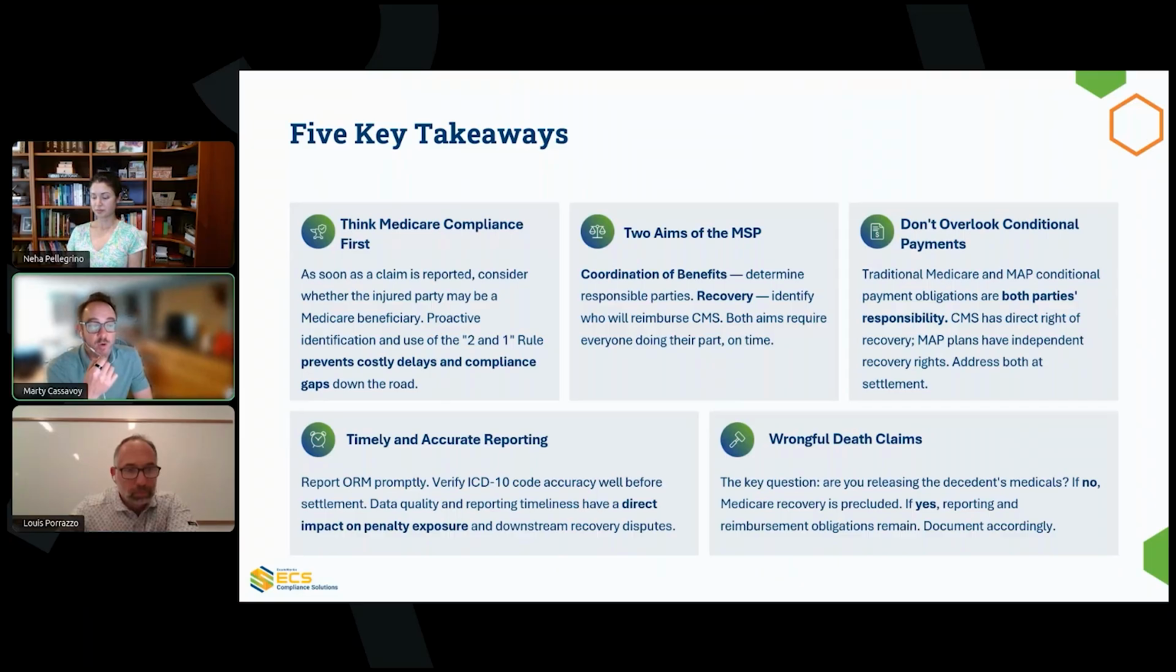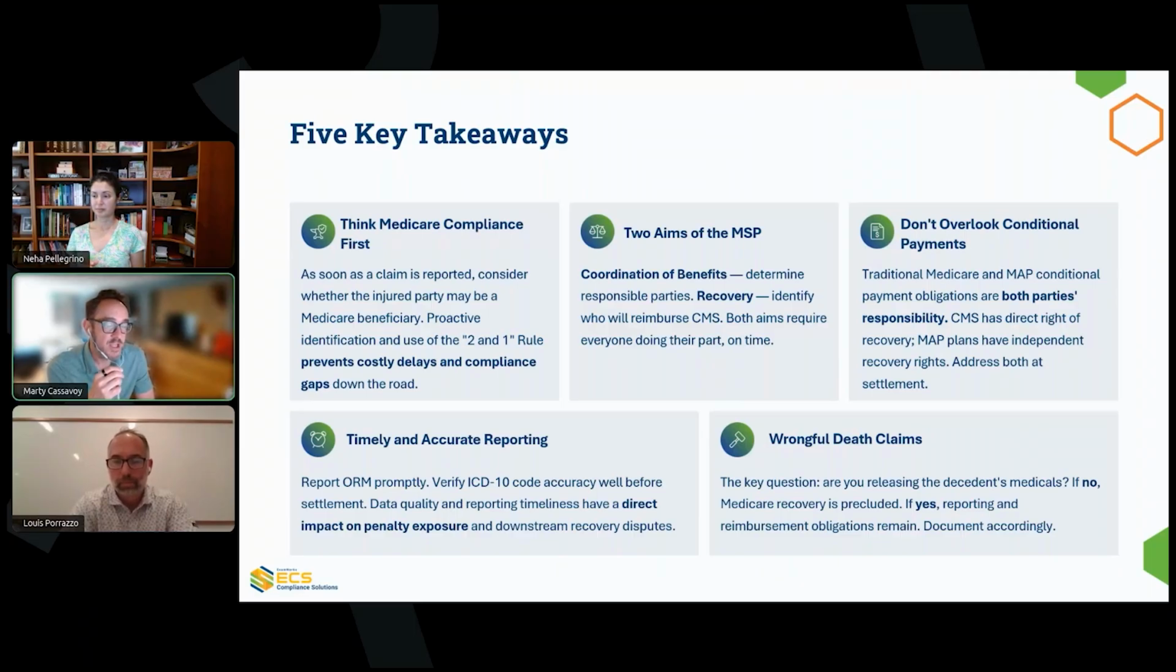Do not overlook conditional payments. There's somebody out there on your claim system right now that has a Medicare Advantage plan that you don't even think about. That Advantage plan, a couple of years later, could wind up suing your organization if you go ahead and settle that case and don't properly identify and investigate that Medicare Advantage conditional payment. So please do so if you haven't already done so. And if you have any questions about it, you can obviously contact any of us.